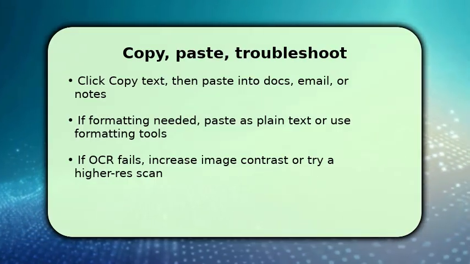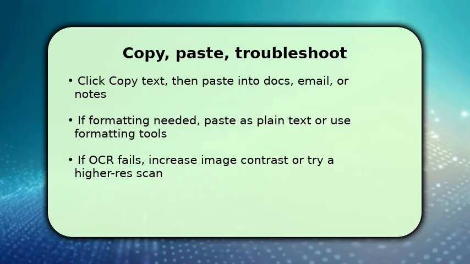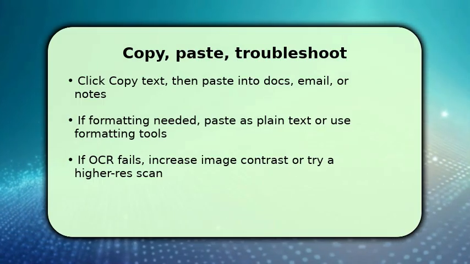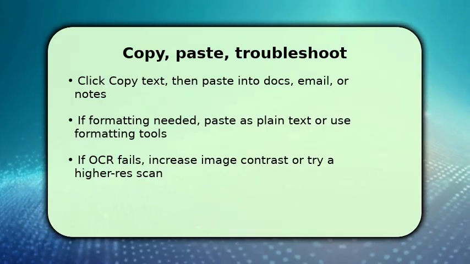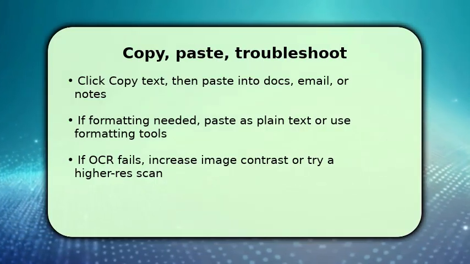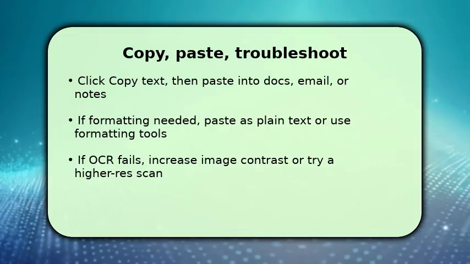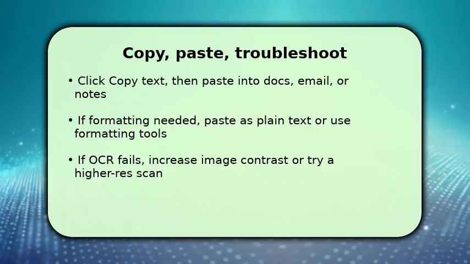If Lens misreads characters, increase image contrast, crop tighter, or rescan at higher resolution. These steps improve OCR. If permissions block Lens, allow camera or file access in browser settings and try again.